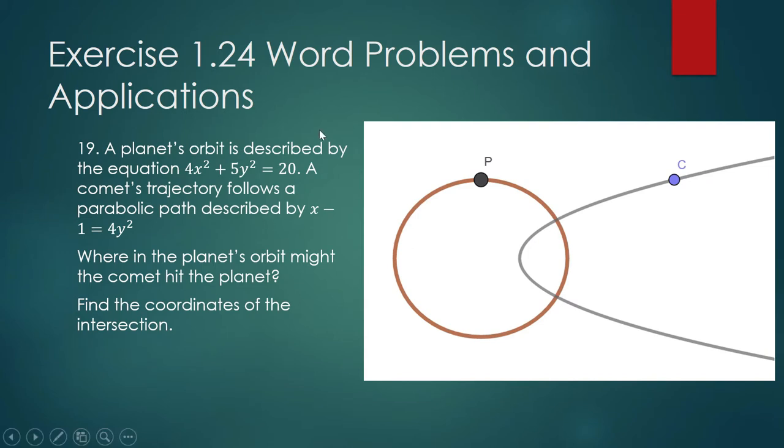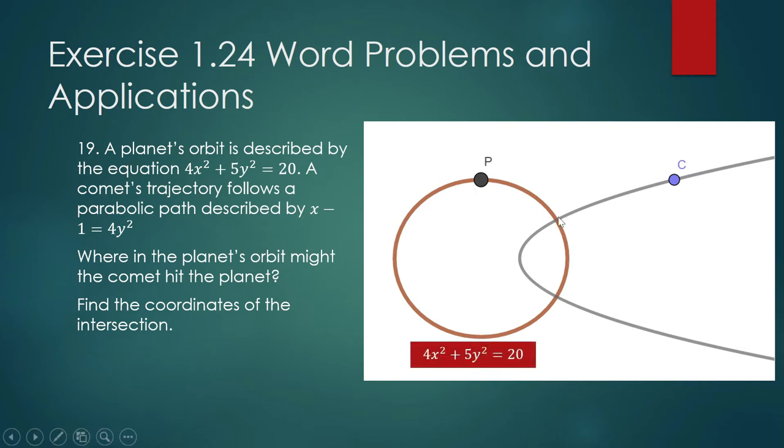So this problem is something like this. You have a planet and a planet follows an orbit. This one is an equation that describes an ellipse. So the orbit of our planet is elliptical. A comet crosses its orbit. The comet traces a trajectory that is described by a parabola, x minus 1 is equal to 4y squared. So the challenge here is to find that intersection. At these intersections, there is a possibility that this comet might hit the planet.